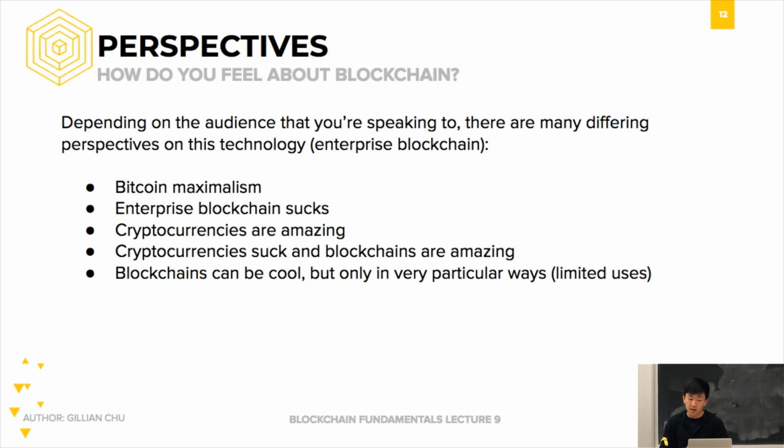There are other people who say that enterprise blockchain sucks because they prefer more centralized solutions, as we mentioned earlier. There are also people who say that cryptocurrencies are amazing and separate cryptocurrencies from the blockchain. They think one is amazing and one is useless, which is a flawed way to think. And then people who are more educated and understand more conclude that blockchains can be cool, but in particular ways. They're not at either end of the spectrum, more in the middle.